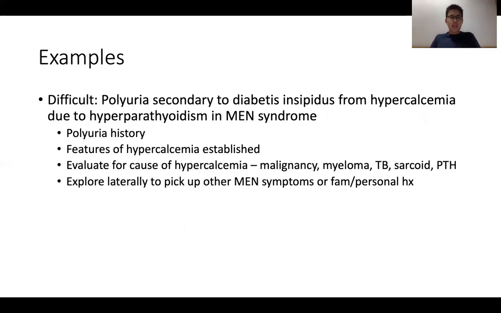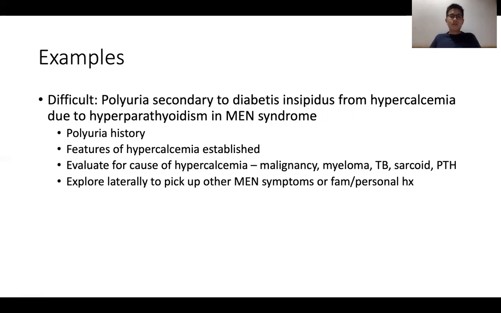And then next, we move on to something with even more levels. So this could be an approach to polyuria. So you have to differentiate whether this is a true polyuria, whether it's frequency. You've established polyuria, and then you come up with basically the suggestion that there is an element of hypercalcemia because of associated, let's say, abdominal pain. And from there, you try to elicit what the cause of hypercalcemia is. And you then extend things laterally to identify other associated features of MEN syndrome.